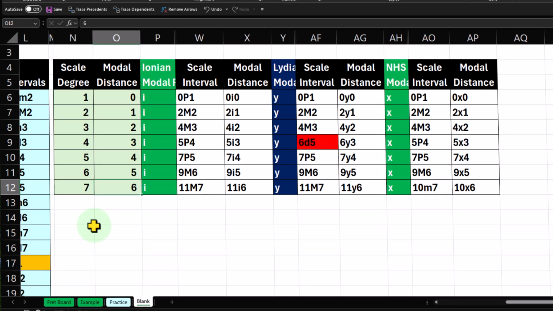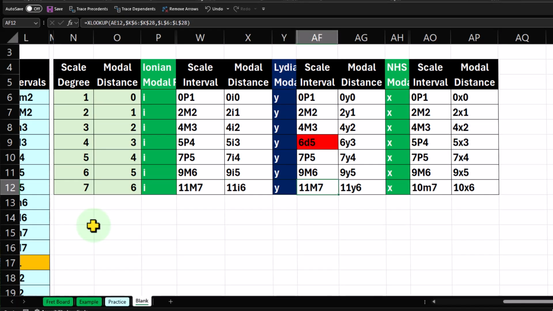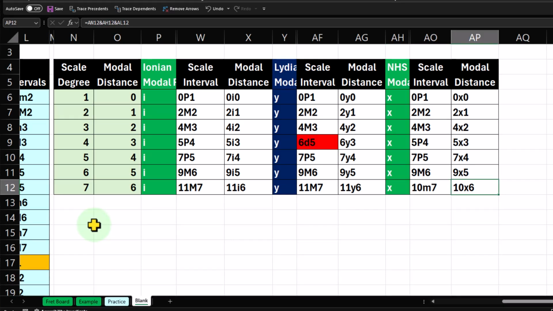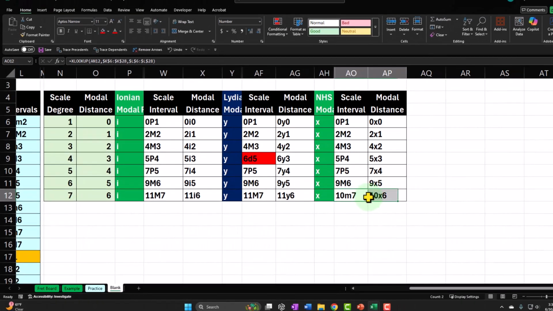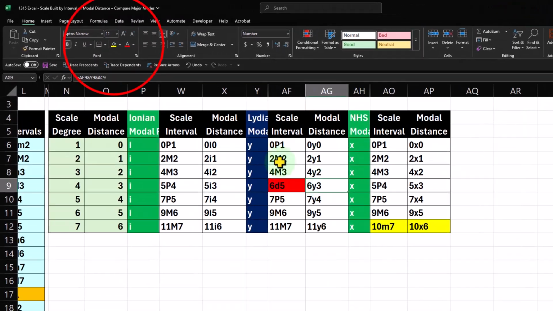The 7th scale degree, which is the sixth modal half step, is going to be the 11-note away major 7, 11-note away from the Ionian sixth modal half step. From the perspective of the Lydian, still an 11-note away major 7, an 11-note away distance from the Lydian sixth modal half step, but the Mixolydian has a 10-note away minor 7, which is a 10-note away from the Mixolydian sixth modal half step. So this here's the weird one from the perspective of the major modes, and these are the weird ones.